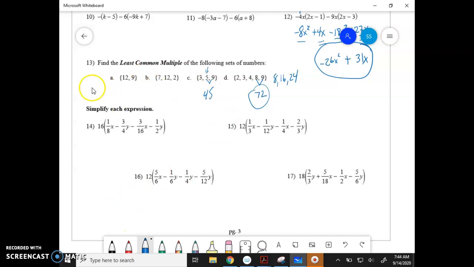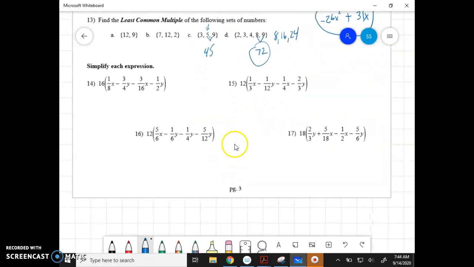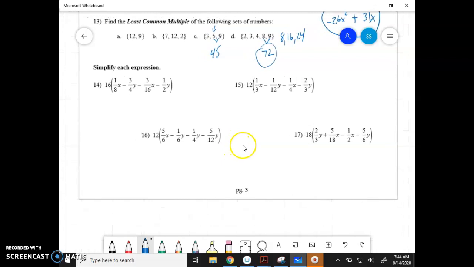I have at least one question on the test where you just have to find the least common multiple, because you're going to need to be able to do that in the upcoming weeks. And then these ones here, let's see. I think 16 looks like a more difficult one. So just remember, we have to distribute to each one of these terms, okay?